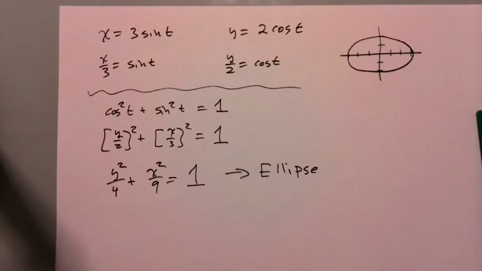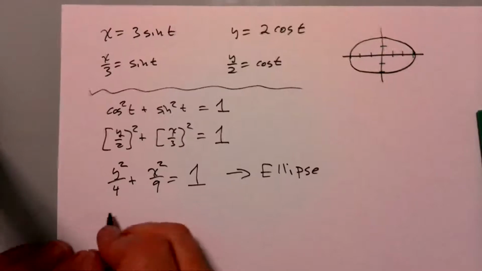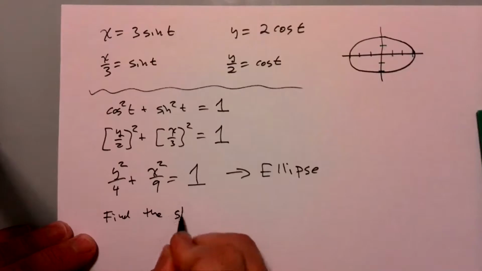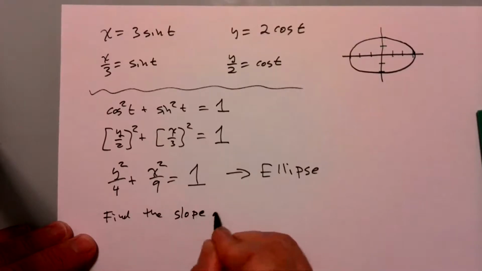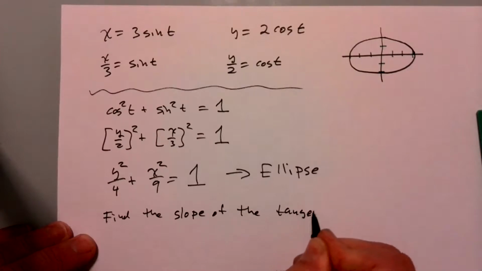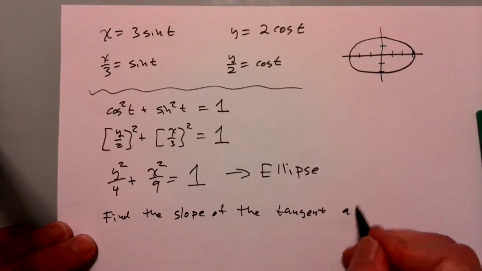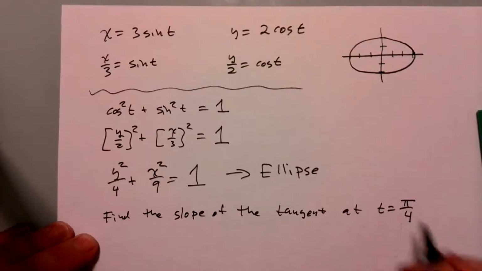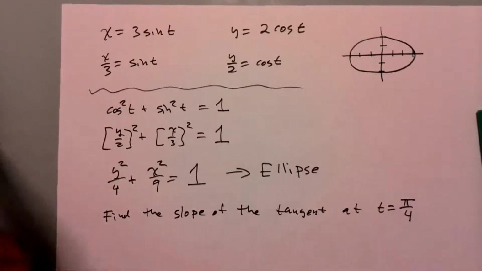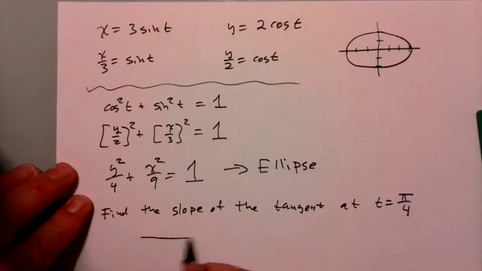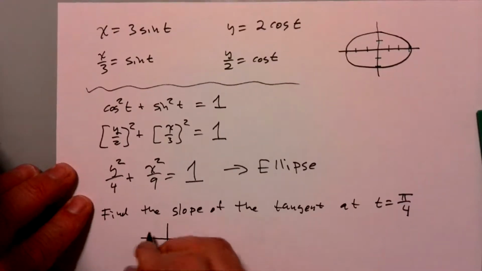We have eliminated the parameter, but now this is the question I want to ask next, namely, find the slope of the tangent where? At the point t equals pi over 4. Now, what is that? So we can identify where that is on our graph and maybe eyeball it, give ourselves a guess, and then check.